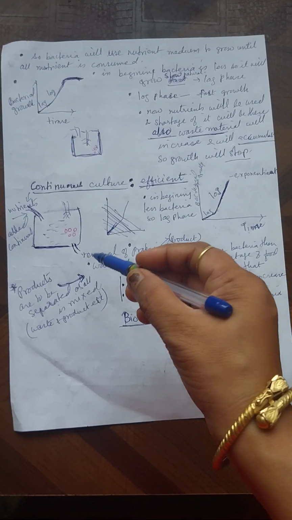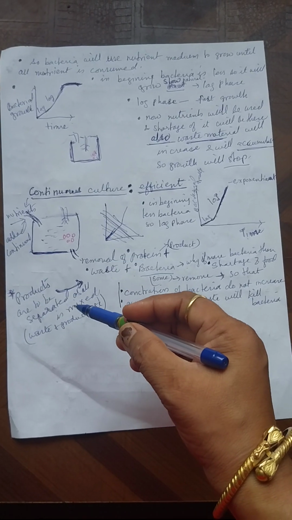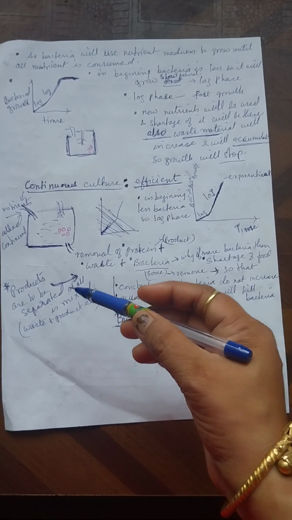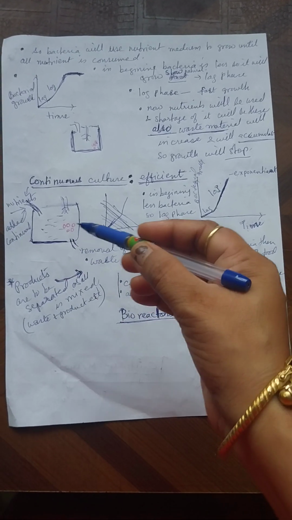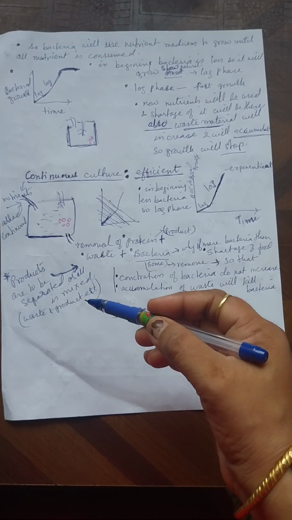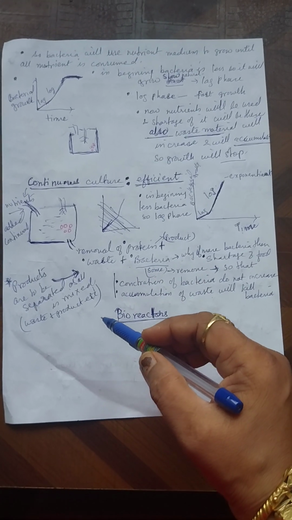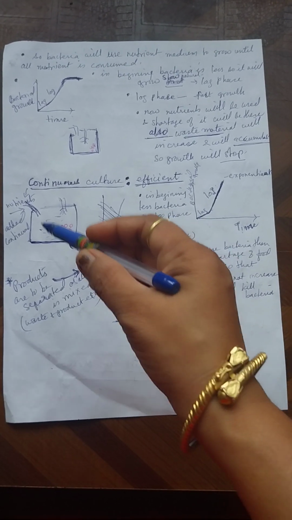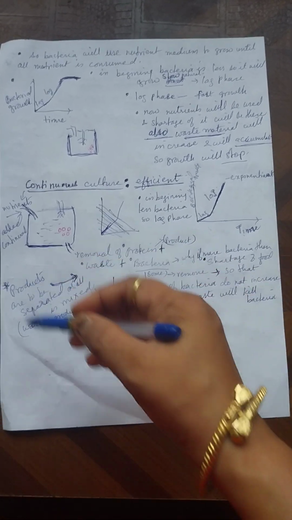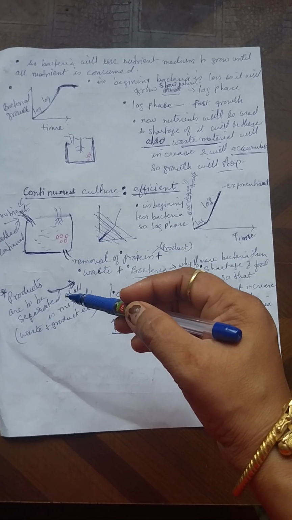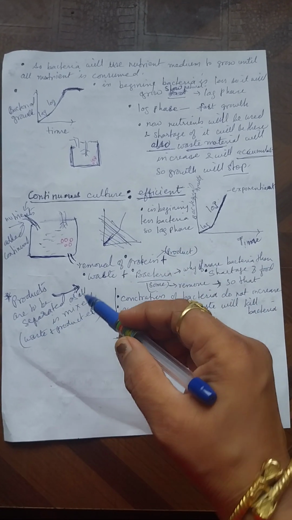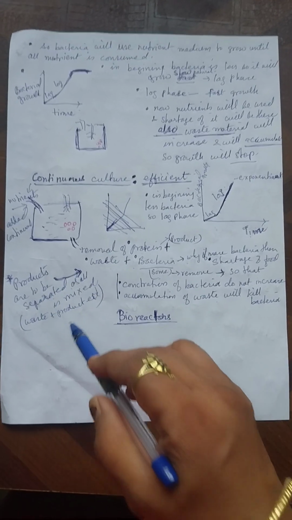Now what happens here? The waste generated by the bacteria, the protein product produced by these bacteria, and also some bacteria which, as you know, need to be removed, otherwise there will be a shortage of nutrients. So all are removed mixed together. The only thing is that they need to be separated here.